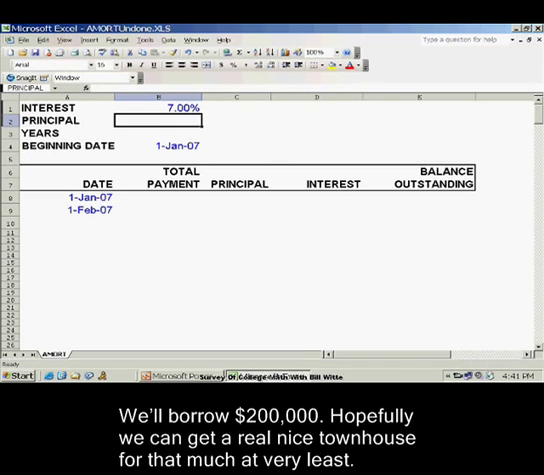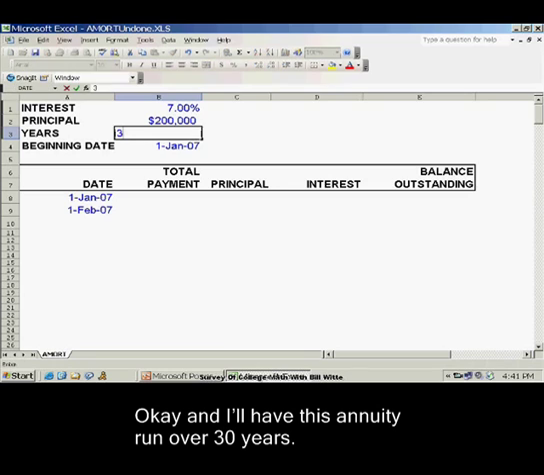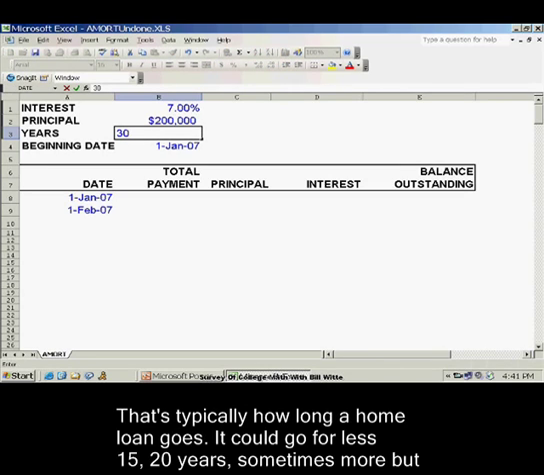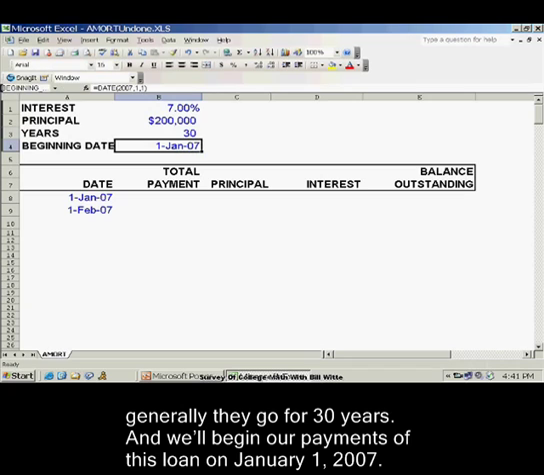We're going to borrow $200,000. Hopefully we can get a real nice townhouse for that at least. Okay, and I'm going to have this annuity run over 30 years because that's typically what a home loan goes. It could go for less, 15, 20, sometimes more, but generally they go for 30 years. And we're going to begin this loan on January 1st, 2007.